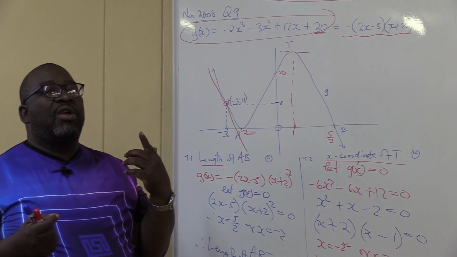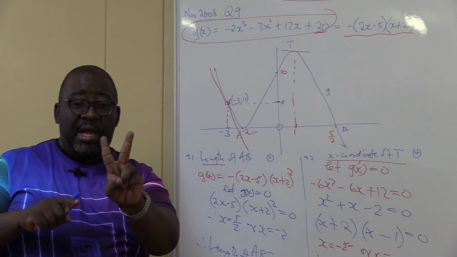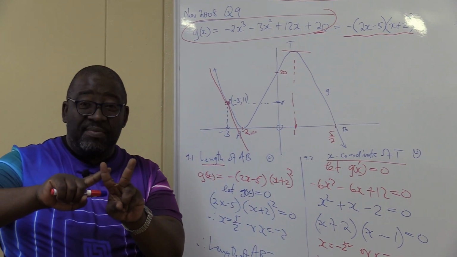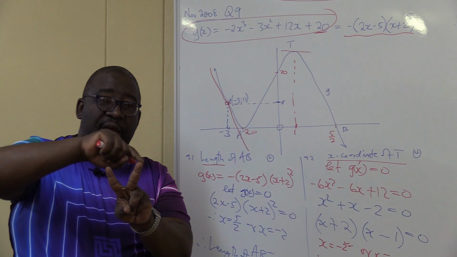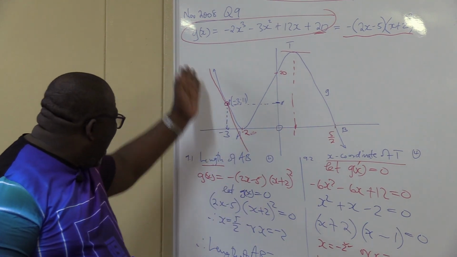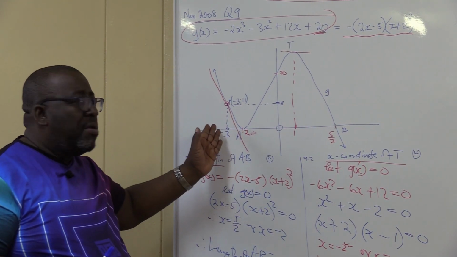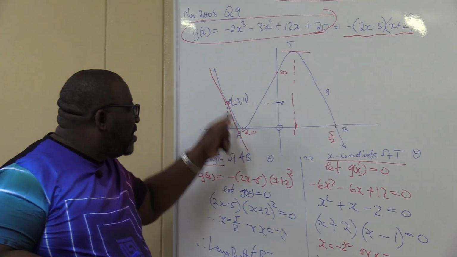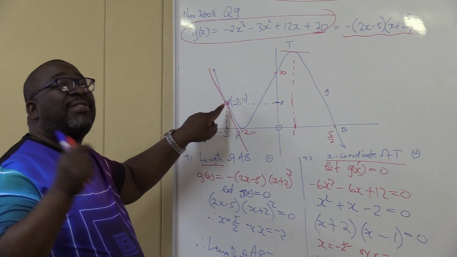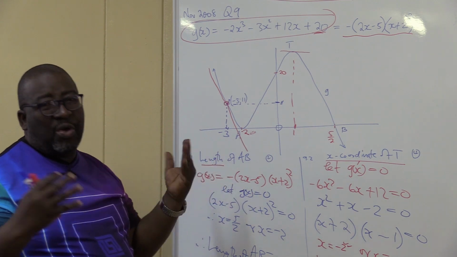But I know that when I'm looking for the tangent, I'm just looking for two things: m, the gradient or the derivative, and c. But I can't find m of this line directly. But I can find m of this graph at this point, which is the same as the gradient of this one. That's what we're doing here.